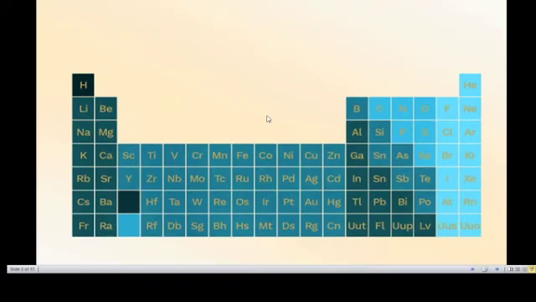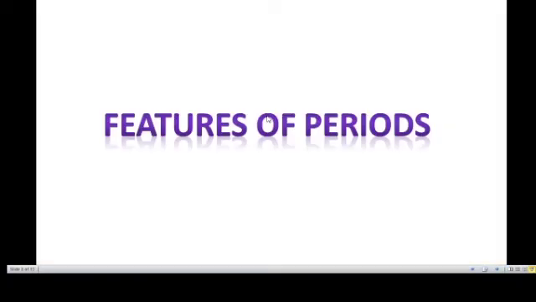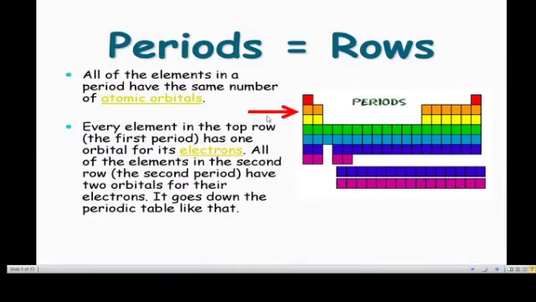This is a periodic table. What are the features? Periods are called rows. This is a period. The elements are arranged from left to right in the periodic table. This is first period. This is second period elements. Third period elements. Fourth period elements. This is fifth period. Sixth period. Then seventh period. Totally, it is classified into 7 periods.